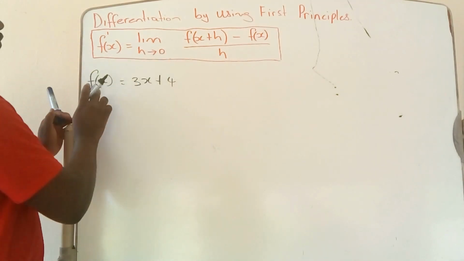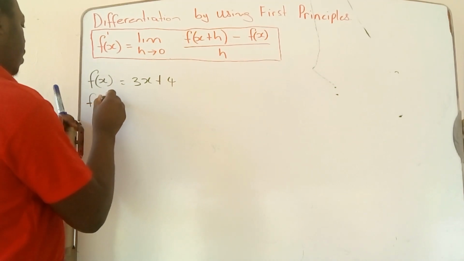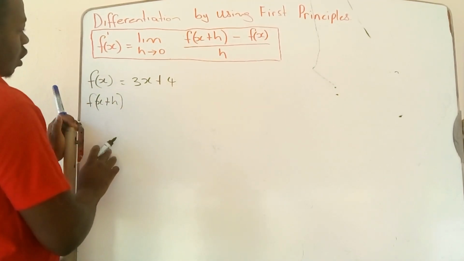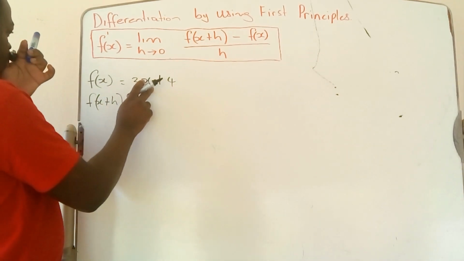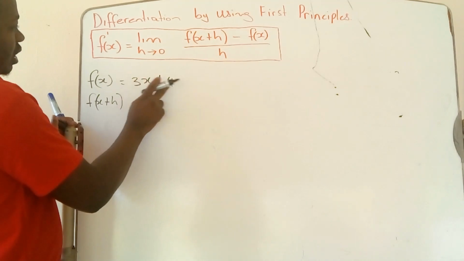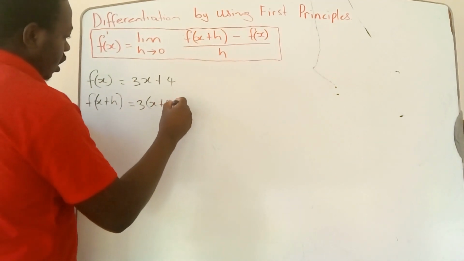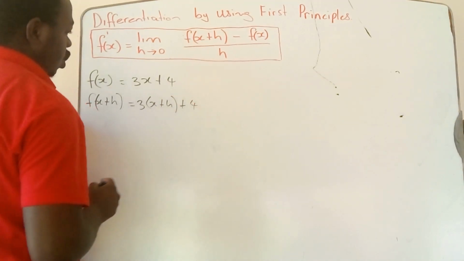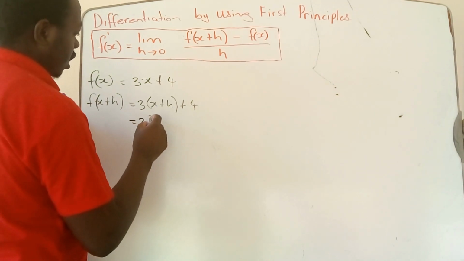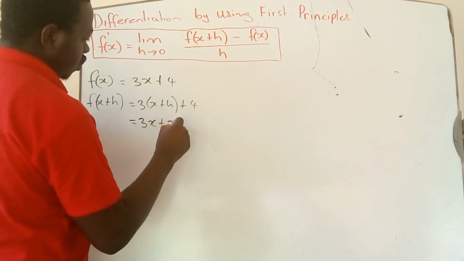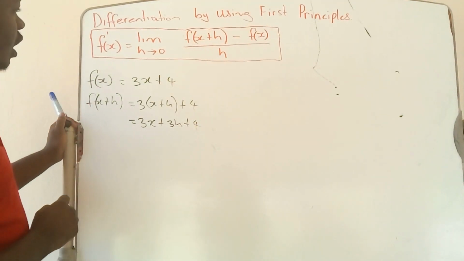So we know we have f of x already. We need f of x plus h. We're going to put x plus h anywhere we see x in this function. So this is equal to 3 times x plus h plus 4. We can expand this to make it simple. So this is equal to 3x plus 3h plus 4, right? So that's what we have.